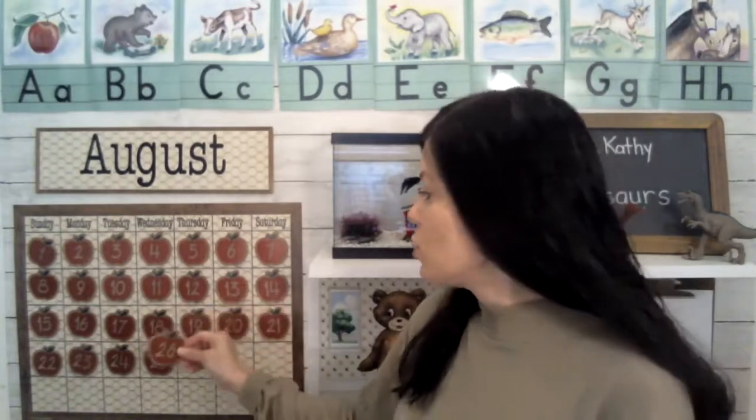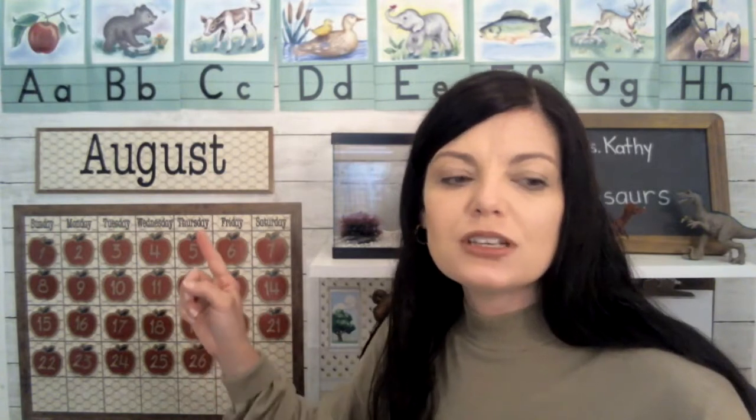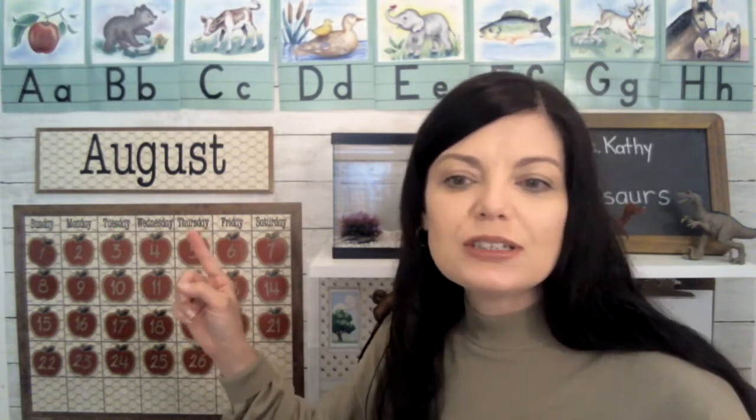But we don't say today's August 26. We have to put a th at the end. Today is August 26th. Can you try to say that? August 26th. Good job.